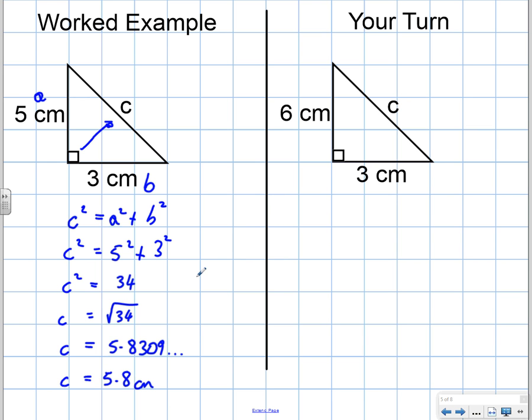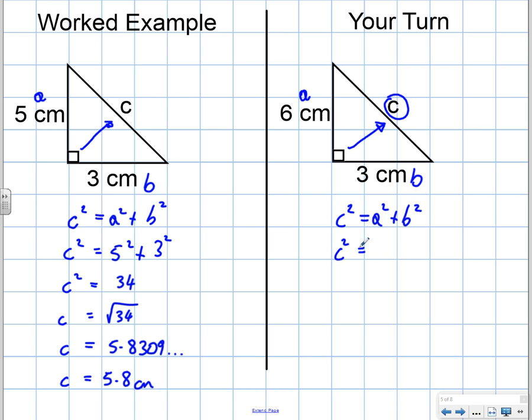In this video, we're going to start with the your turn and then go on to a further and final worked example. So in this your turn, we're asked to find the length of side C. I'm identifying that, again, it's across from the right angle. It's the longest side. So I can just use Pythagoras' theorem as C squared is equal to A squared plus B squared. And I will label the 6 centimeters as side A and the 3 centimeters as side B.